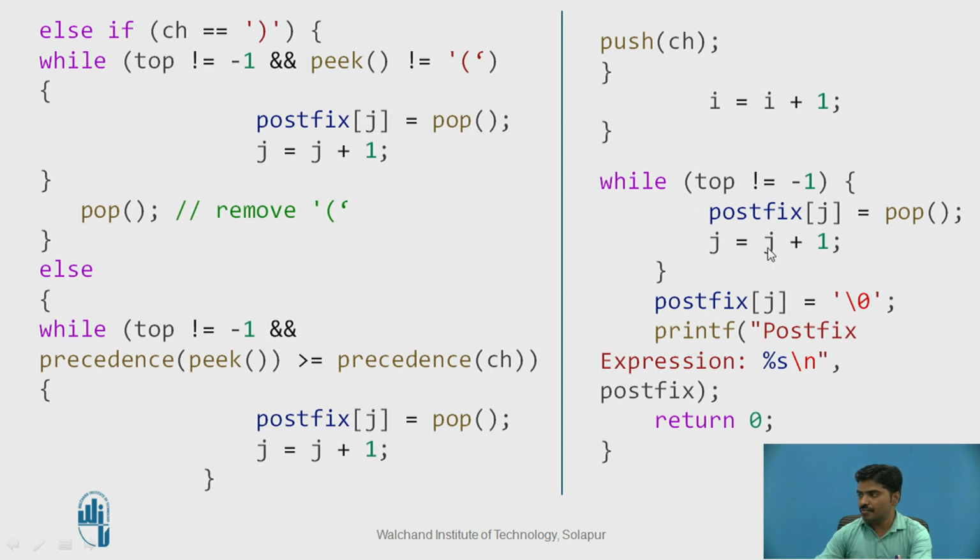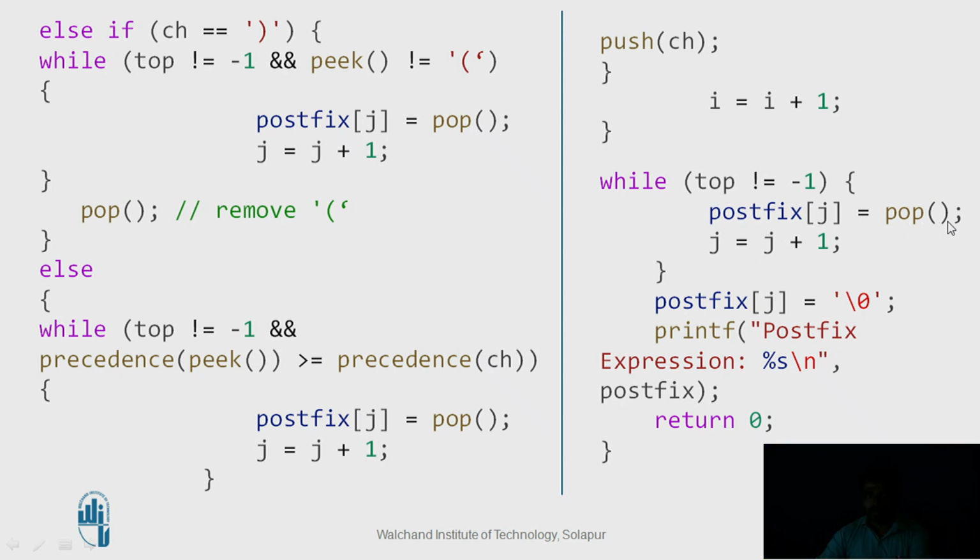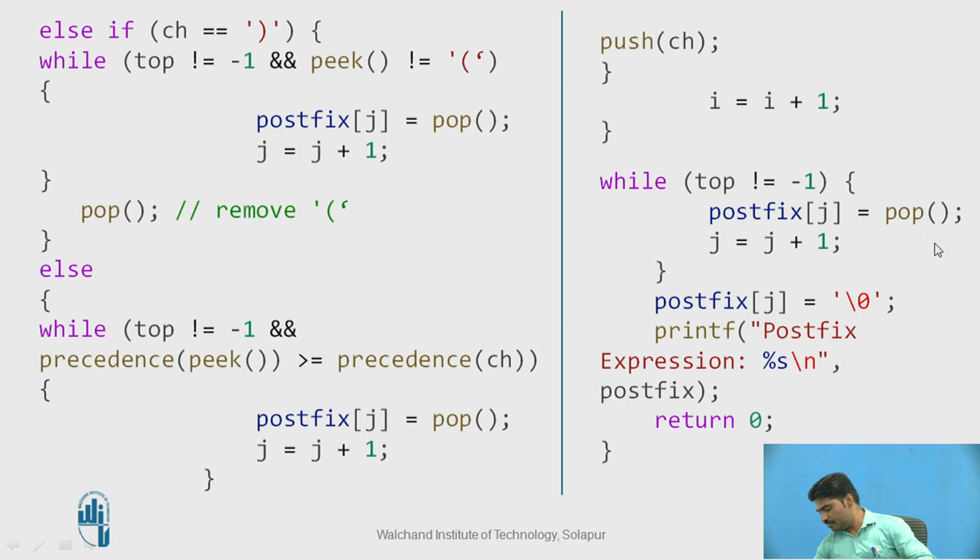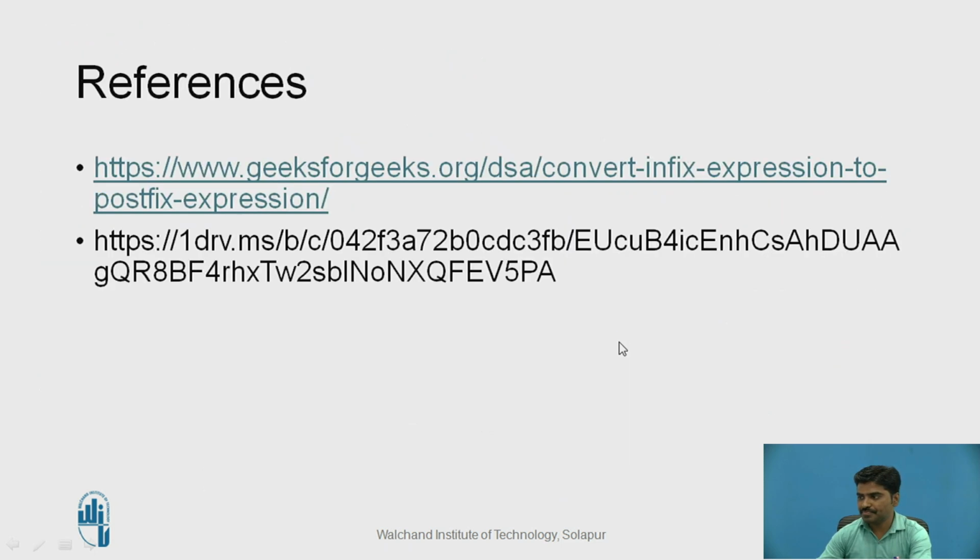If there are any remaining operators in the stack, then you have to pop all the elements, and initialize the last character to \0. It is the termination of your postfix string. In this way, we conclude the evaluation of the infix to postfix expression.